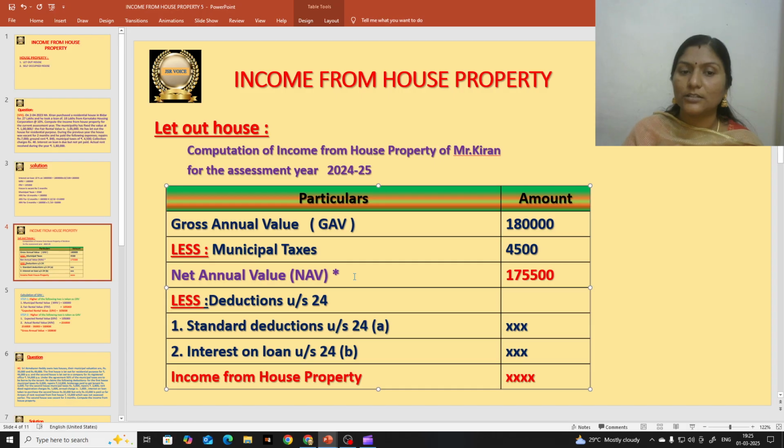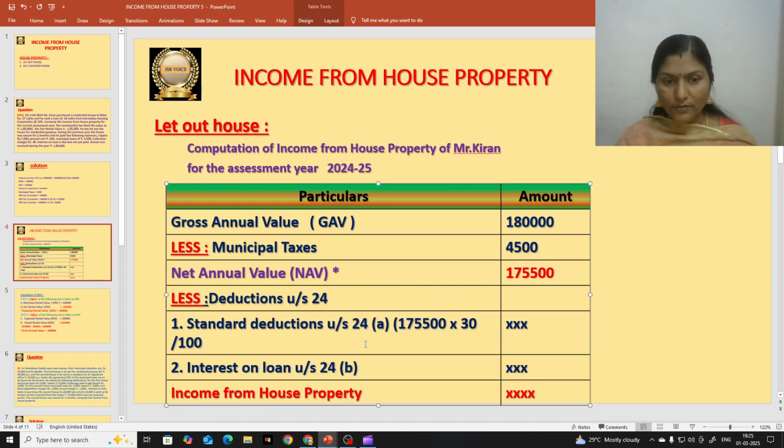There are two deductions. One is standard deduction and the other one is interest on loan. Standard deduction is also called statutory deduction. It is under section 24(a). Always we give 30% on NAV. Whatever NAV we get, on that we should calculate 30%. So let us take here. Let me calculate 1,75,500 into 30 divided by 100. How much will we get? Let me show that.